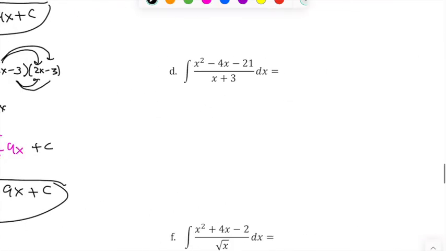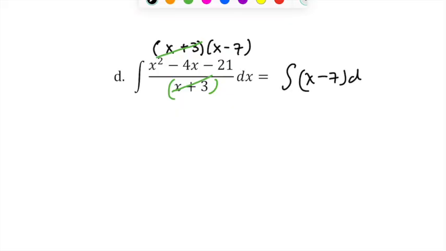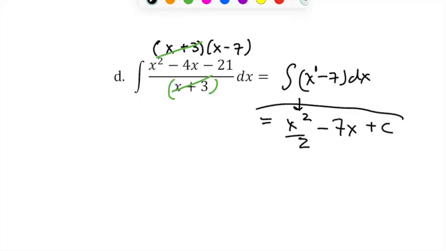Part D, again, we don't have quotient rules, but this numerator can factor to x plus 3, x minus 7. From here, this makes it super simple because we have the x plus 3 factors cancel. And so this just turns into the integral of x minus 7 dx. And so if I take the first part, that's going to be x squared over 2 minus 7x plus c. And that is your answer.